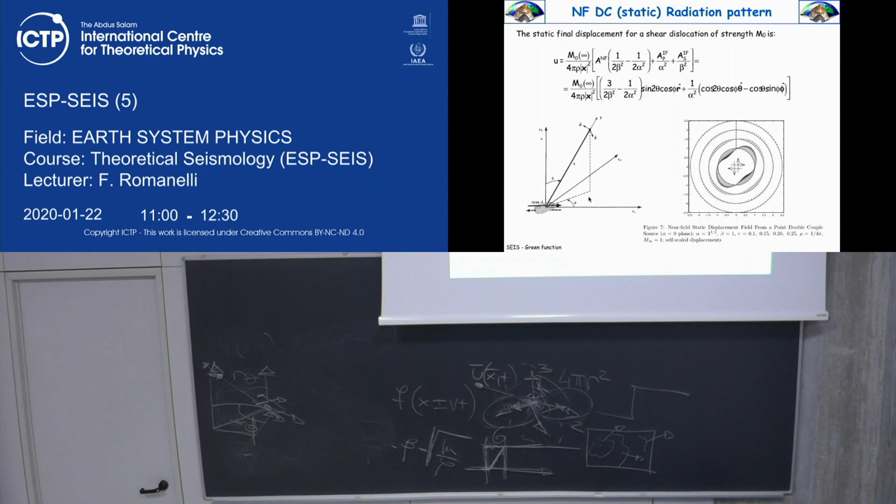And if you want to give a look to the static near field double couple, okay, there it is. Why is it infinite here? Because it has infinite period. It will never come back again. It's not a transient.